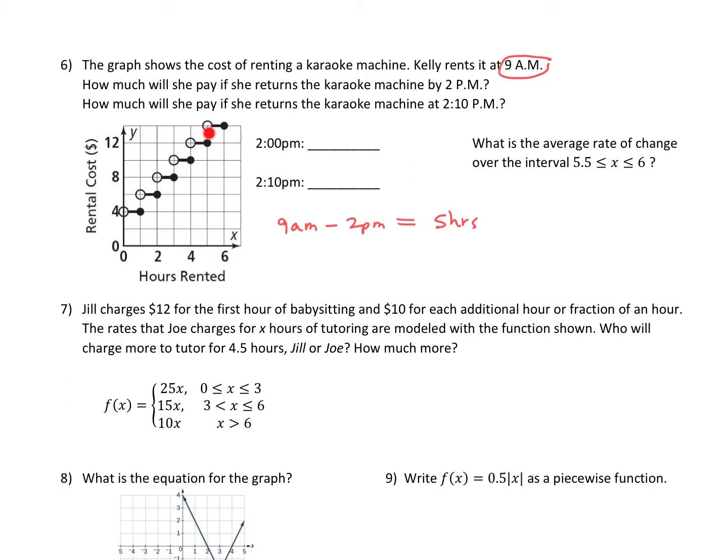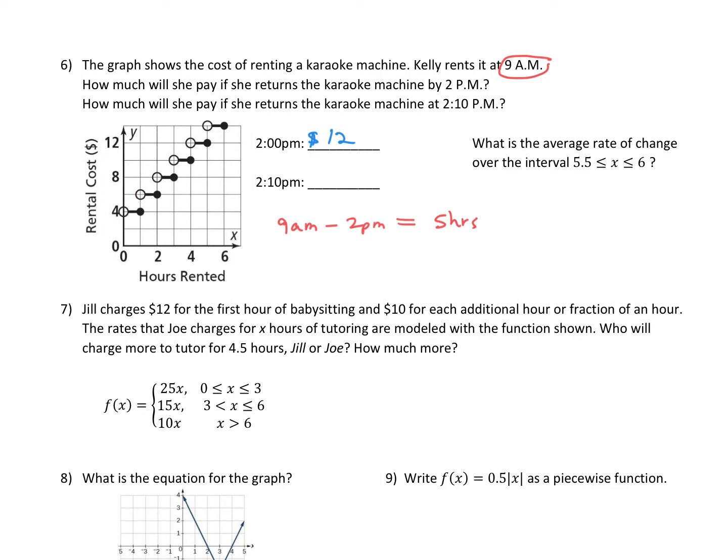All right, so we have two options. One is an open circle, one is a closed circle. So which one of these is going to include our value of 5? Well, a closed circle includes it, an open circle does not. So this closed circle at 12 is how much it will cost if we rent the karaoke machine for 5 hours. So this is going to be $12.